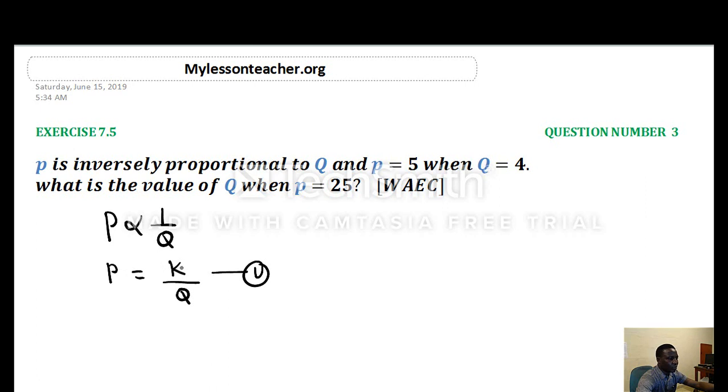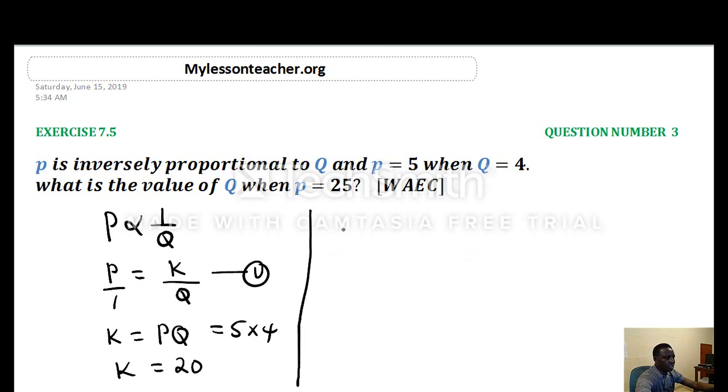I'm going to make k the subject of the formula, get my value of k, and resubstitute it back into this equation, and that will give me the relationship between p and q. So when you cross multiply, you have k equal to p times q, of which we have been given values of p and q to be 5 and 4, so this becomes 5 times 4, giving us the value of k to be equal to 20. I will now resubstitute it back into equation 1, and that becomes p is equal to 20 divided by q, meaning if I want to get my value of p, all I need, if I'm given the value of q, is to divide 20 by q, and that will give me my value of p. So I'm asked to find the value of q when p is equal to 25.